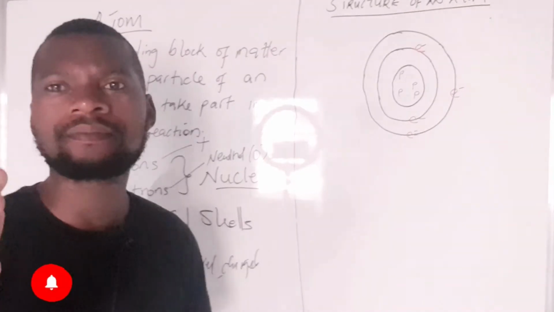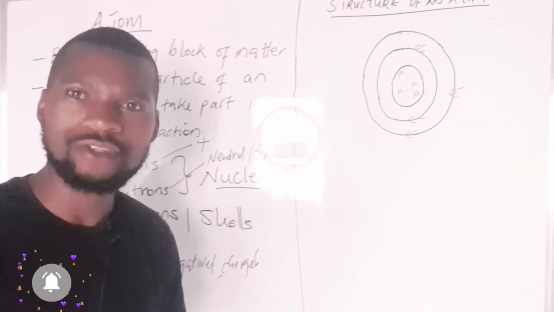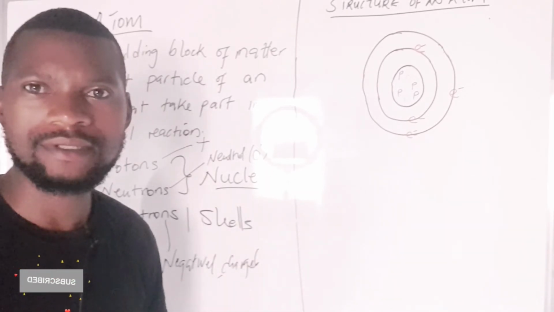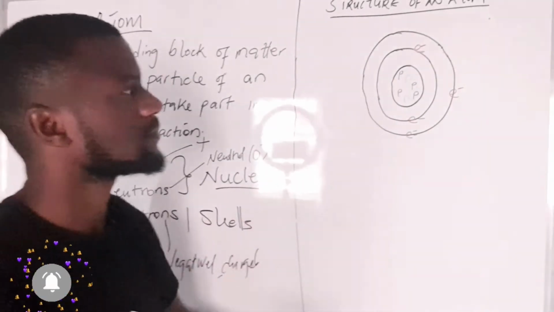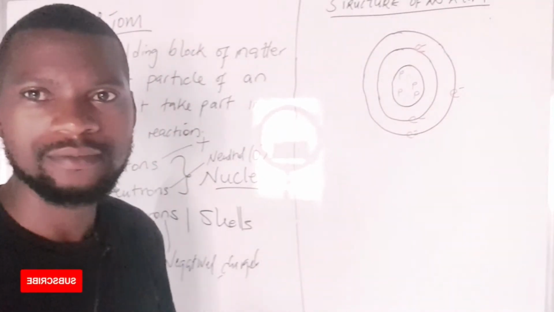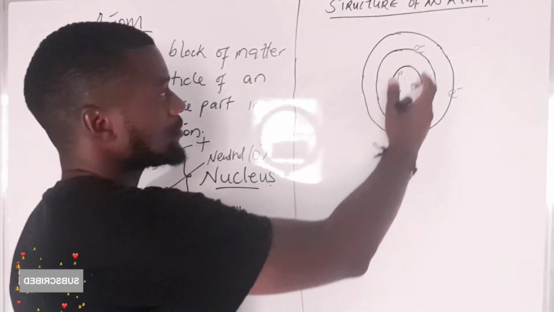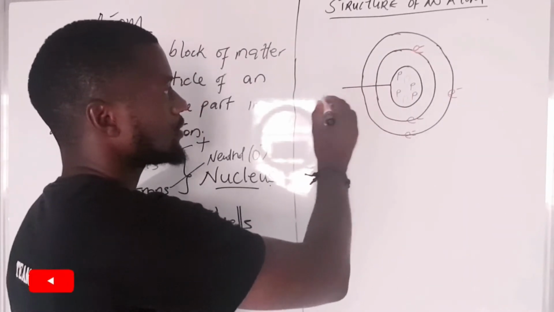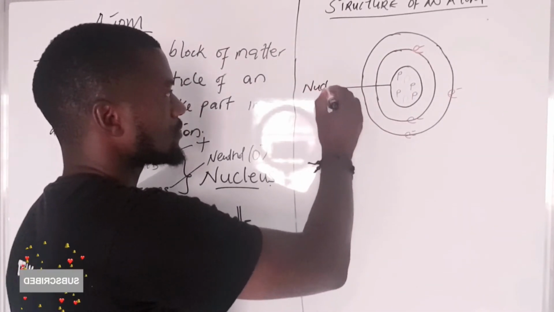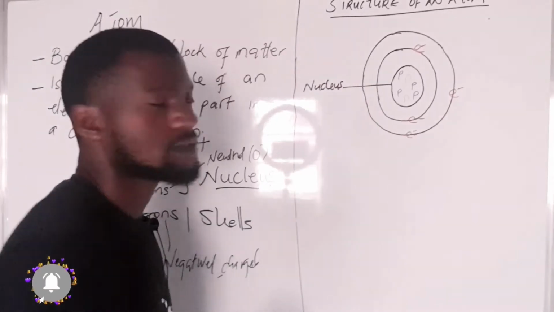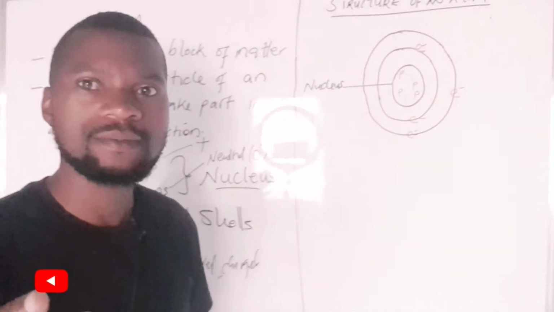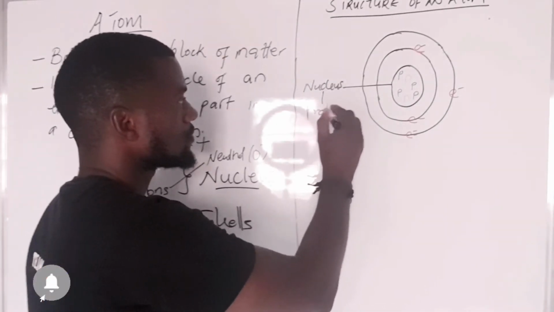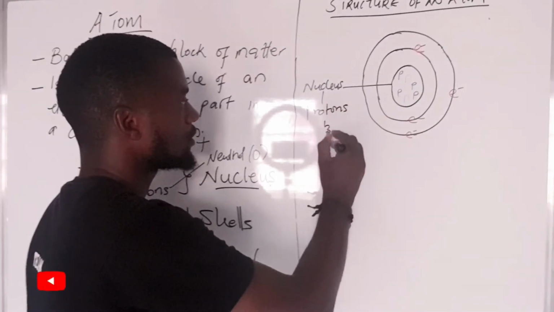Okay, so now, having looked at an atom and its three basic particles, let's look at the structure of an atom. The structure of an atom consists of the central part, which is called the nucleus. In the nucleus, you'll find the protons and neutrons.